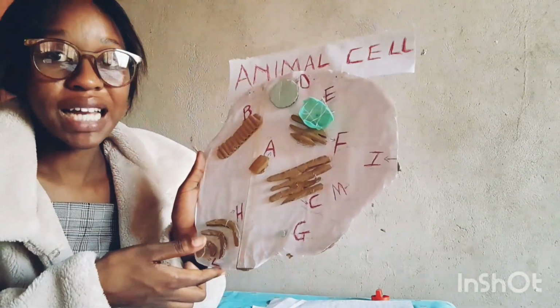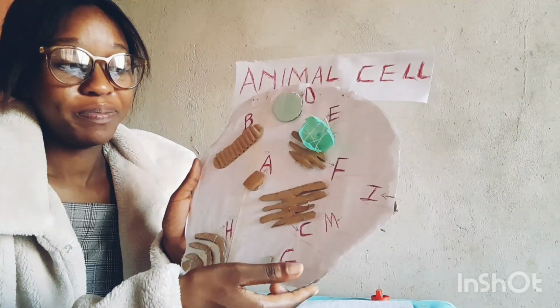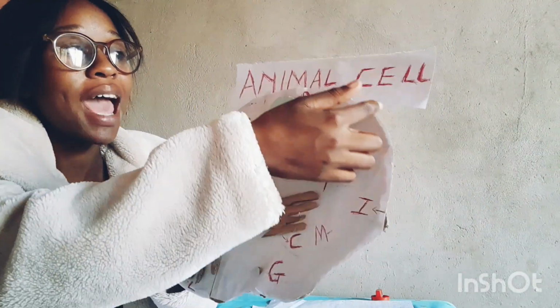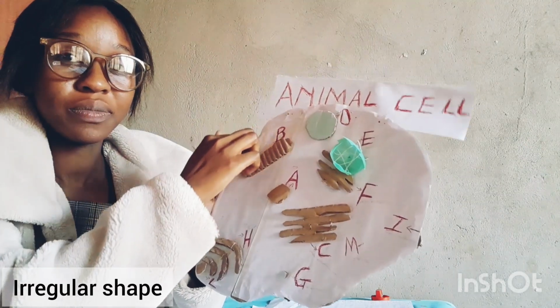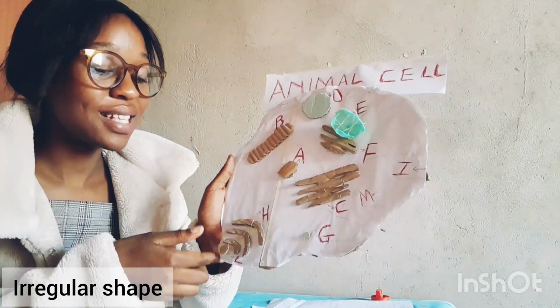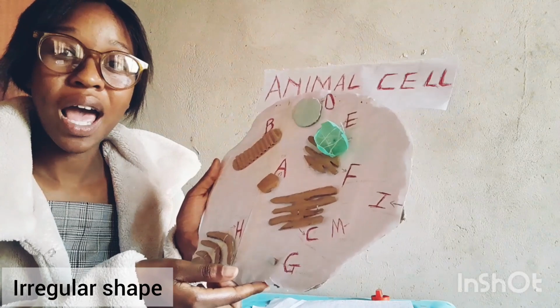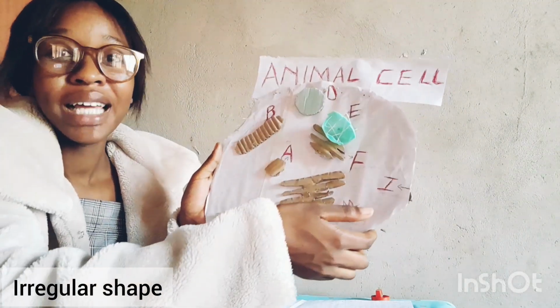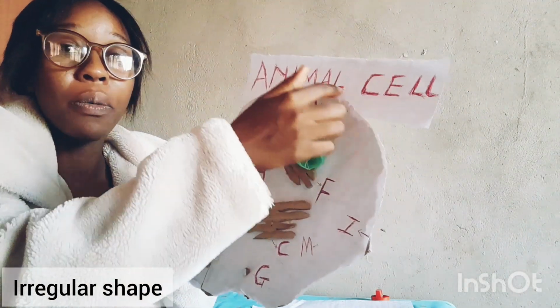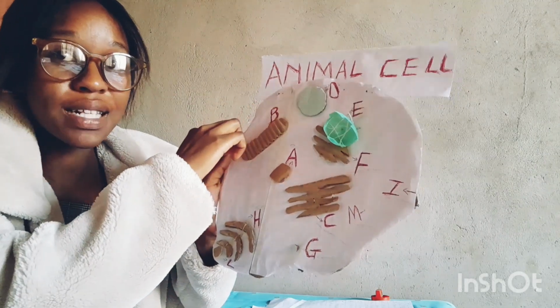Firstly, let's look at the shape of the animal cell. The animal cell has an irregular shape. You can't say this is a rectangle or a square or even a circle. No, the animal cell has an irregular shape, right?